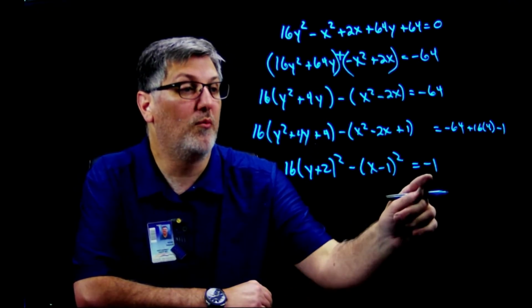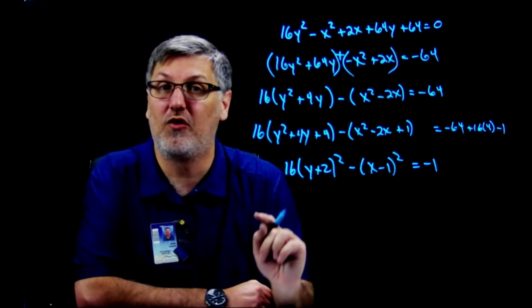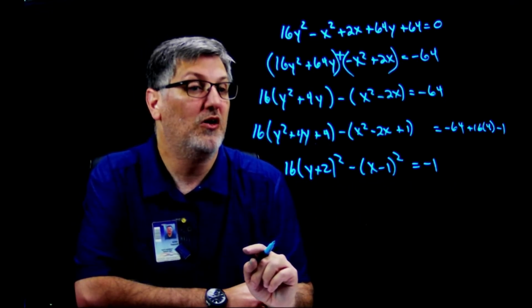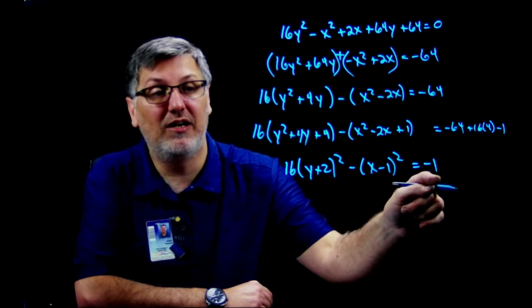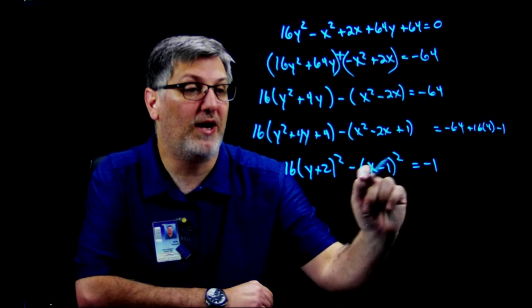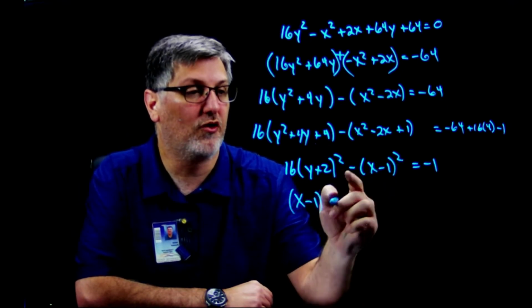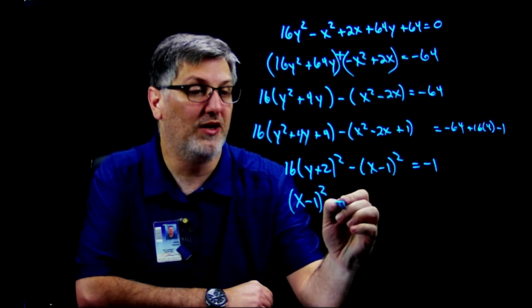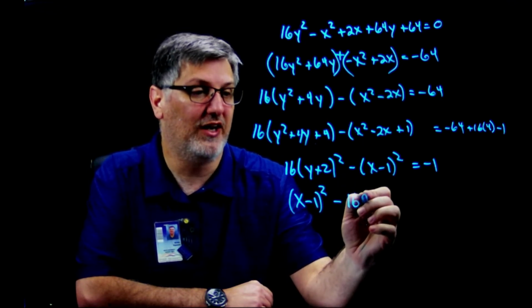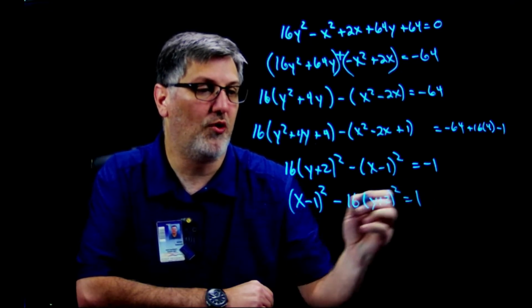My general form has to have it equal 1, and I don't have any numbers in front. The numbers are on the bottom, and they're squared. So I'm going to divide everything by a negative 1. That'll make this a positive 1. So that's going to give me (x minus 1) going from negative to positive squared. My positive is going to go to a negative: minus 16 times (y plus 2) squared equals 1.